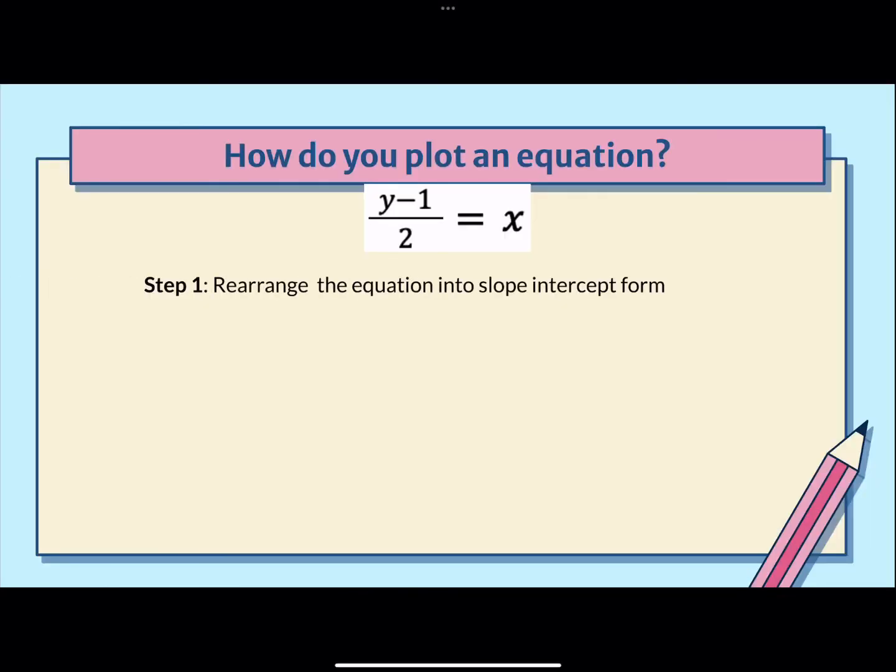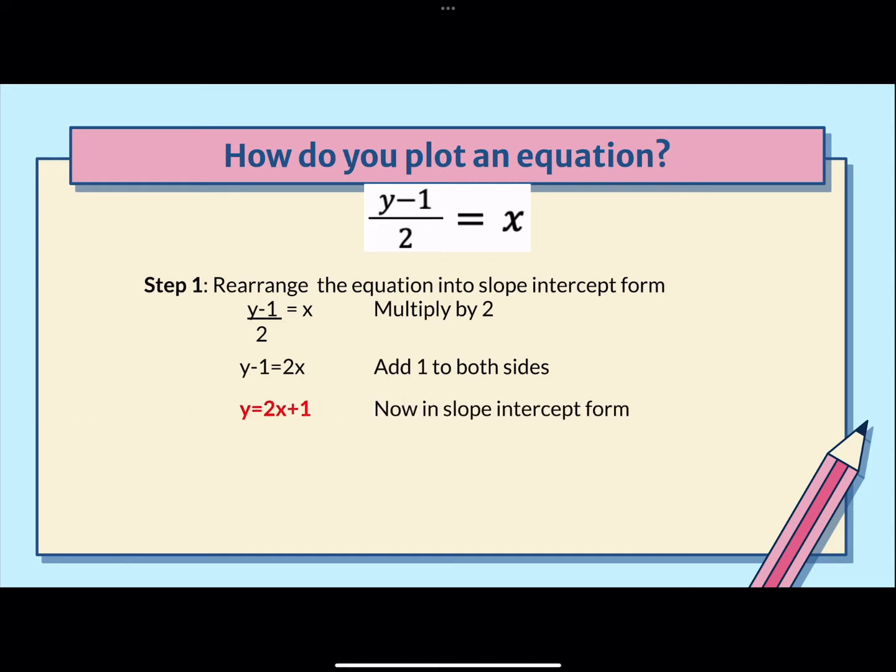Alrighty, now let's look at this equation. As you can tell, it's not in slope-intercept form, so our first step is going to be rearranging it to be into slope-intercept form. To do this, we first need to multiply both sides of the equation by 2. That will give us y minus 1 equals 2x. Then we will add 1 to both sides of the equation. Doing this will give us our equation in slope-intercept form, which is y equals 2x plus 1.